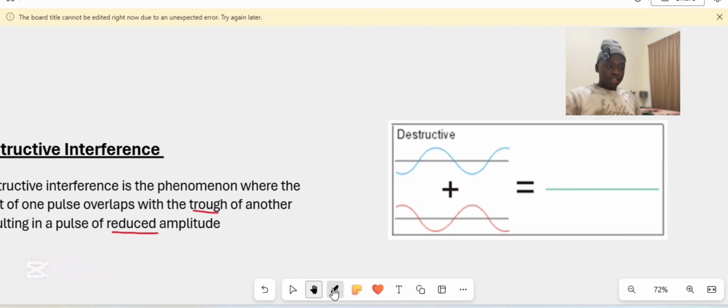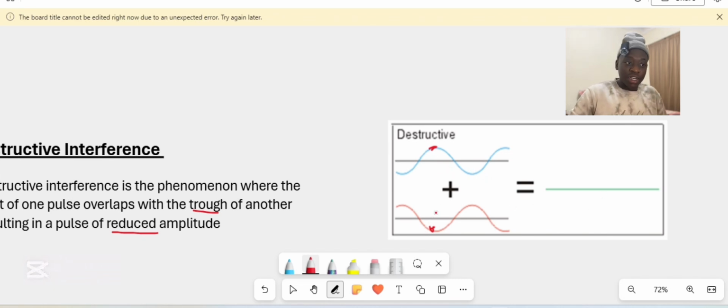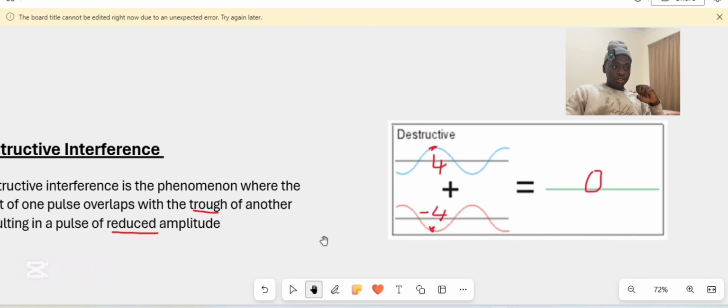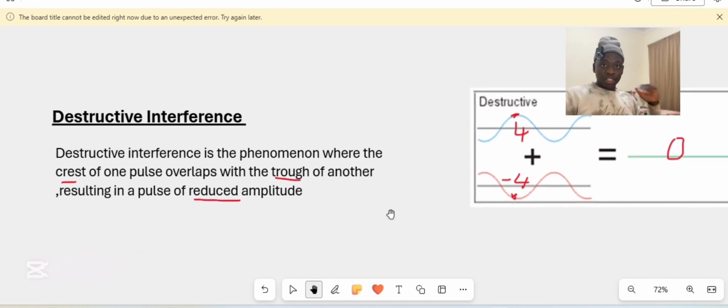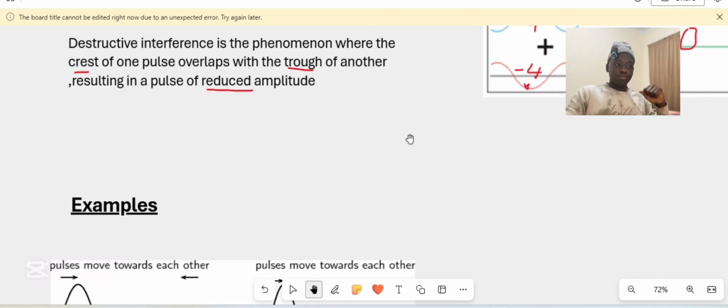So as you can see, this is a crest. This is a trough. So when these two meet, they're going to produce nothing. Because, for example, they like to indicate the trough as a negative. Let's say here is -4 and here is +4. So 4 plus -4, what does it give you? It gives you 0 amplitude. So yes, this is going to have a reduced amplitude. That is the theory of the superposition principle. It's a fun principle.